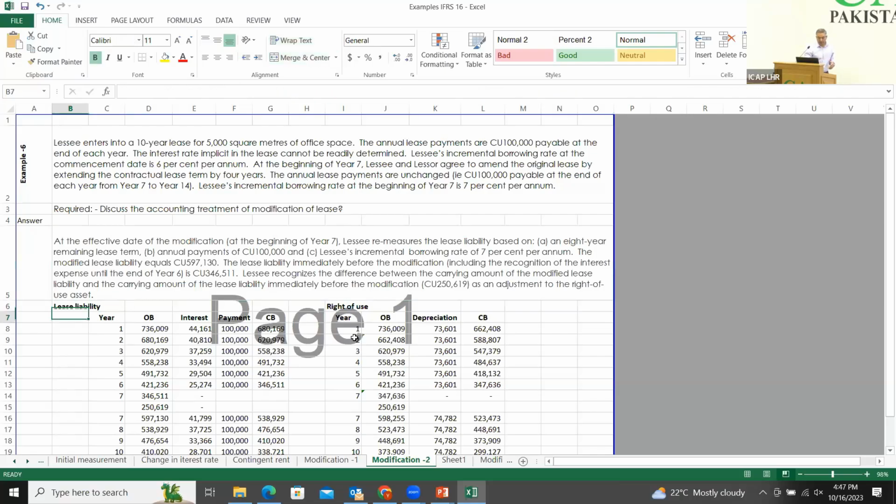Here we have the values. We calculated the right of use and lease liability at the start of year 1. Here is a right of use and lease liability.